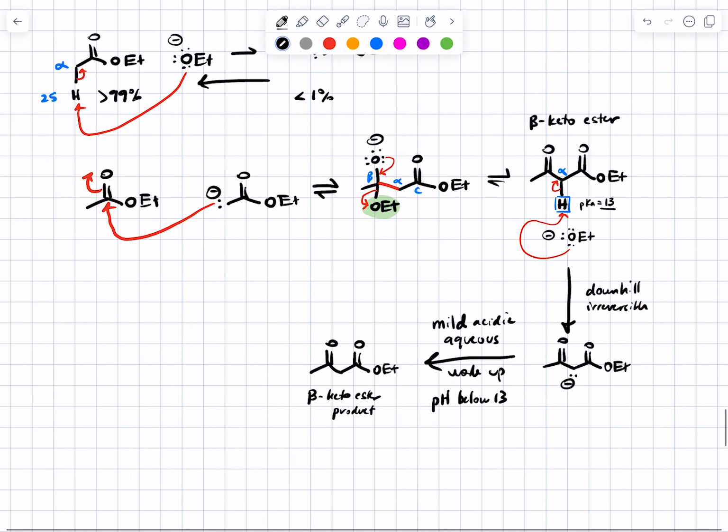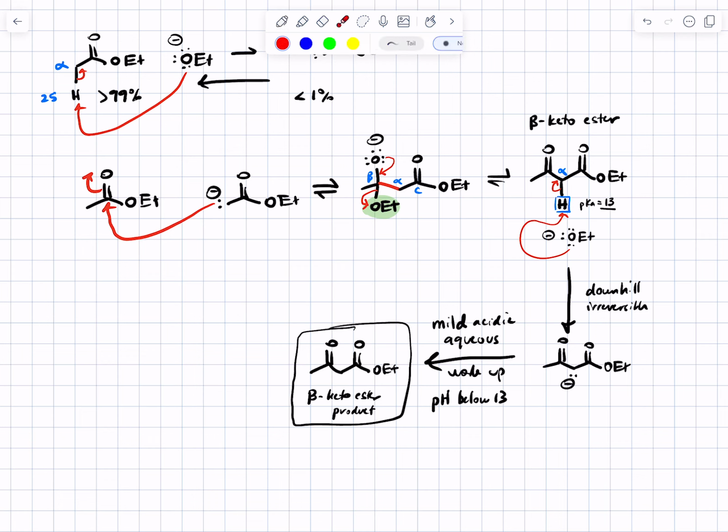Some of you are probably thinking, if we end up there, why didn't we just stop here and call it good? And the answer is we could have done, but that's not actually physically what's happening. When the leaving group leaves, it's a strong enough base to remove that proton, and that's what pulls the reaction forward.